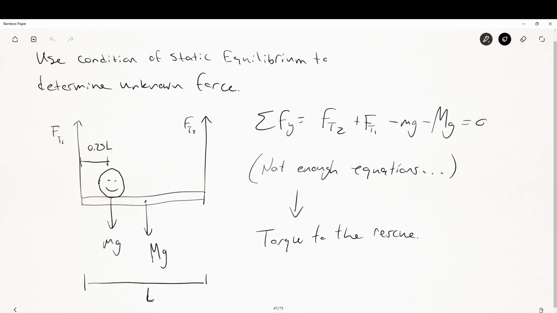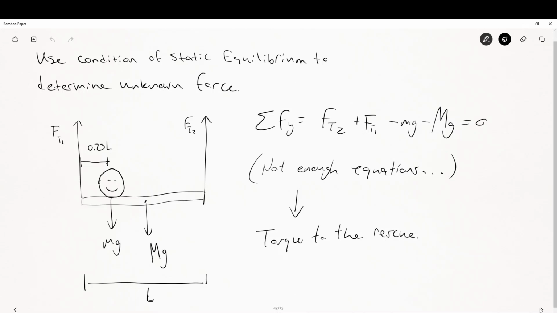The idea is to determine the unknown forces. The two unknown forces are the tension force 1 and the tension force 2. All the forces in this example are straight vertical, and the scaffolding is straight horizontal. That's just to make the numbers work out nice and easy for this first example.